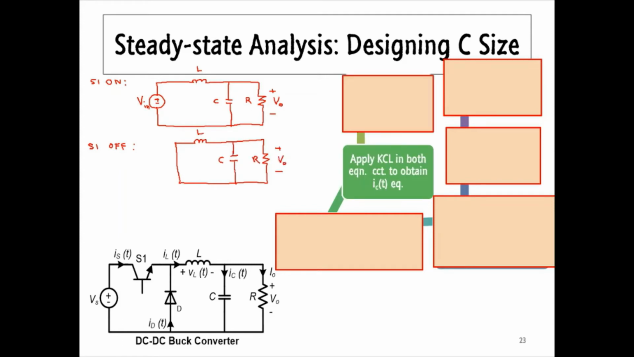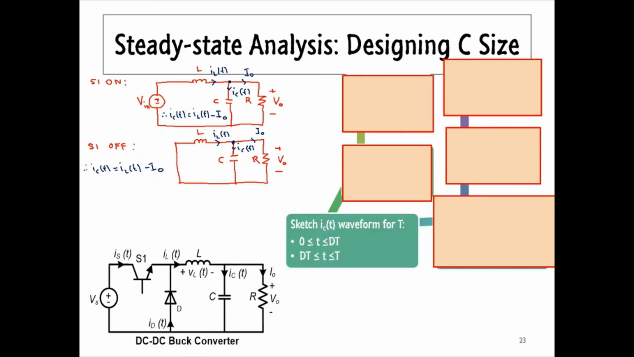Next, we need to apply KCL in both circuits to obtain the equation of the instantaneous capacitor current. As we can see, in both conditions, the capacitor current is equal to the instantaneous inductor current minus the output current. Once we get the equations, we need to sketch one complete cycle of the current waveforms.